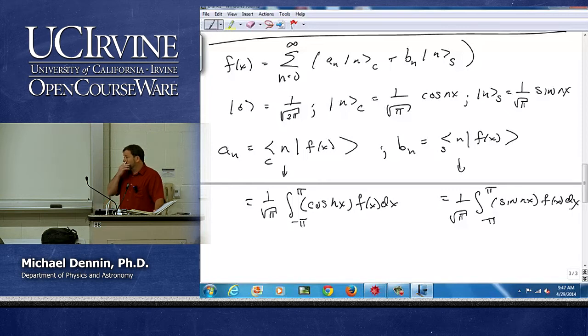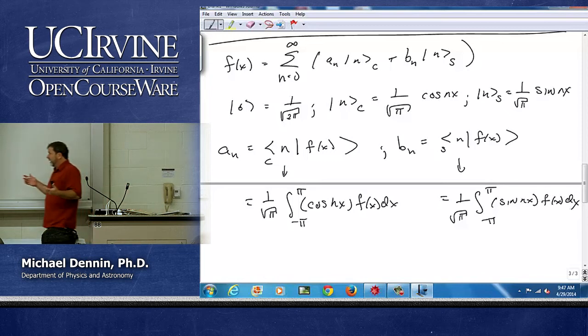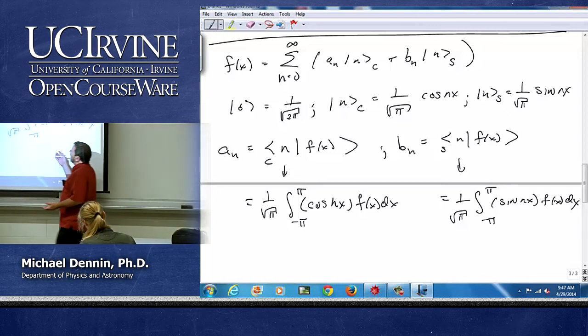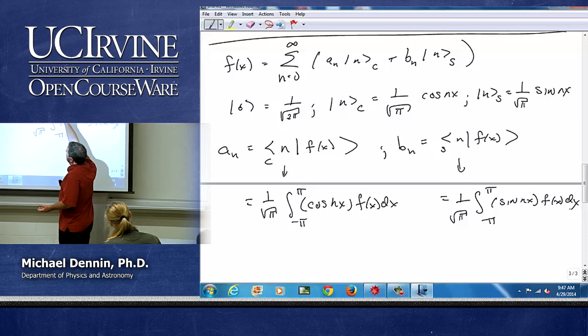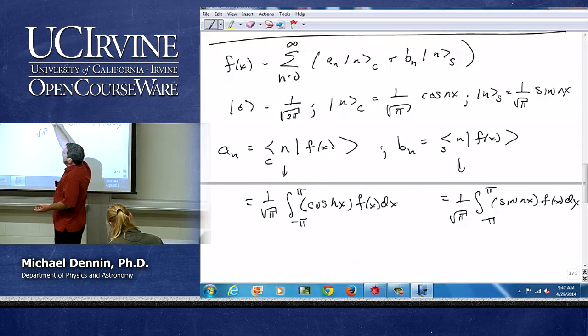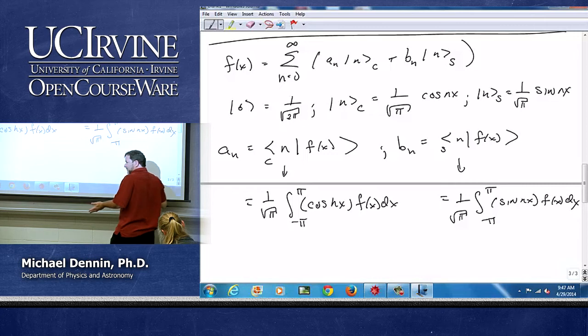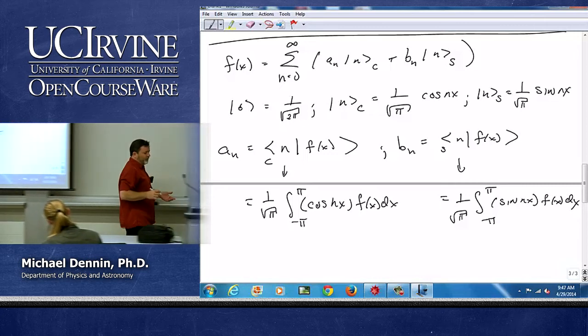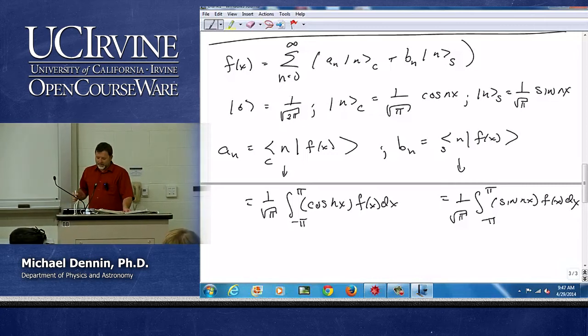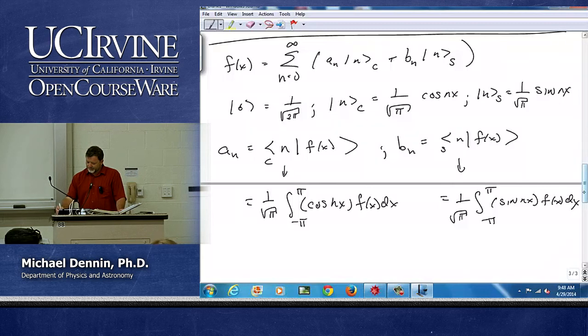dx. Notice I don't need to worry about the complex conjugate because my basis functions are real, but I have a square root of pi floating around on my kets, and I have a square root of pi floating around on my a sub n's. So when I multiply my a sub n times my ket, I get a 1 over pi, which is exactly what you get when you work it out in detail from the book.